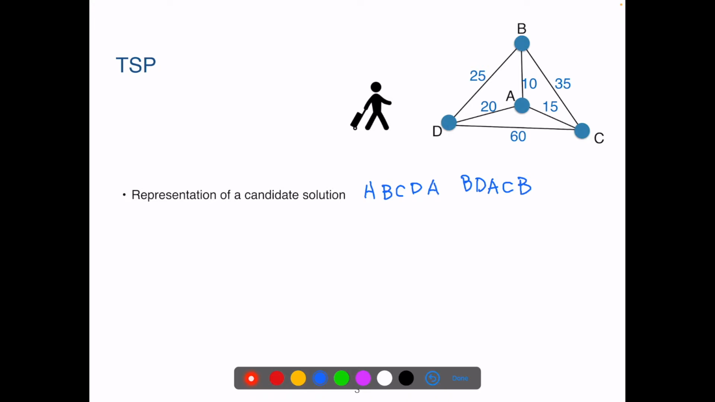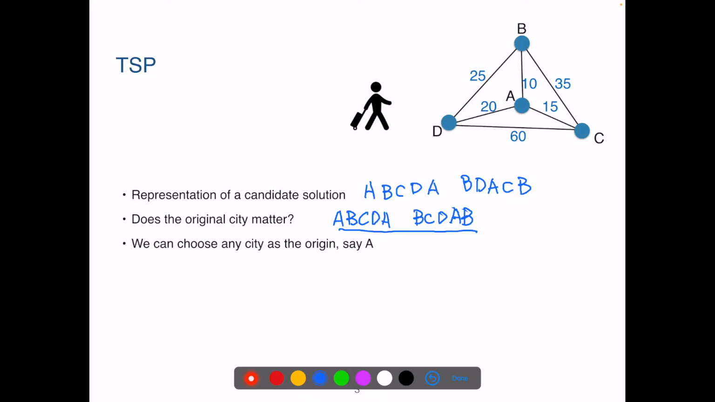In fact, we can start from any of the four cities and need to come back to the origin. Does it matter which one is the origin? In other words, are our permutations A, B, C, D, A and B, C, D, A, B representing different solutions? No, they're not. The order of visiting all the cities is exactly the same in these two solutions. So it does not matter which city we start with.